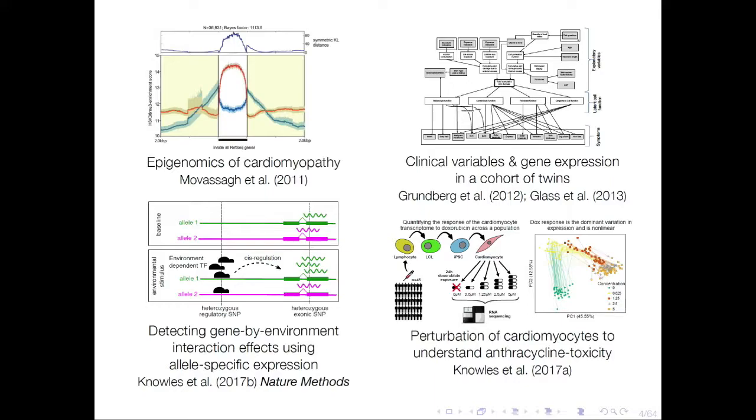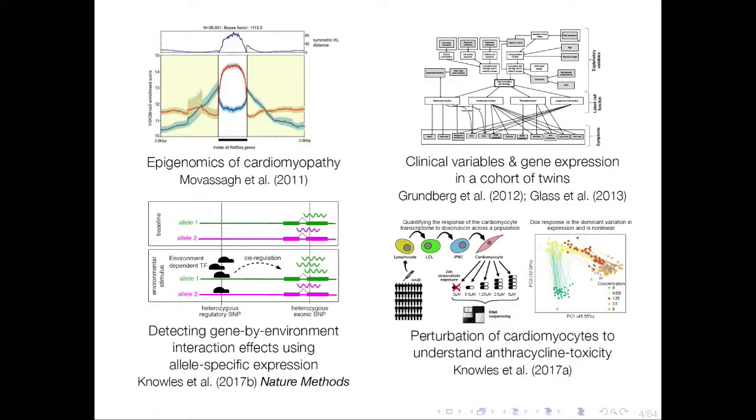One is looking at detecting gene-by-environment interaction effects on the transcriptome using allele-specific expression, which is something that you can get from RNA sequencing data, which you couldn't get from microarrays. And most recently, looking at the genetic basis of cardiac side effects during chemotherapy. This is joint work with Yoav Gilad's lab, and we have a preprint up on bioRxiv if you're interested in looking at that.